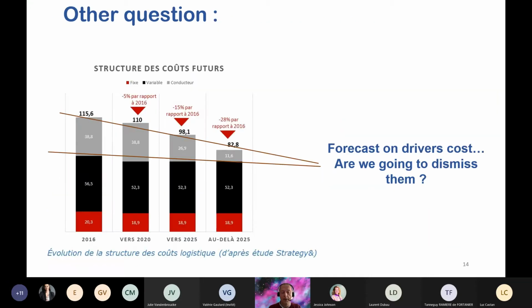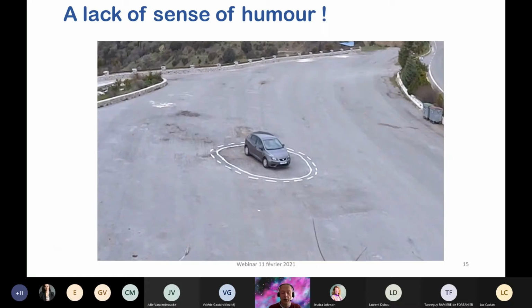Another question, if trucks are all automated, can we think of reducing costs? The only possibility shown here is reducing drivers' costs. So are we going to dismiss them? And just look at this autonomous car. It cannot get out of the circle because this would mean breaking a rule. Unfortunately, AI lacks sense of humor.